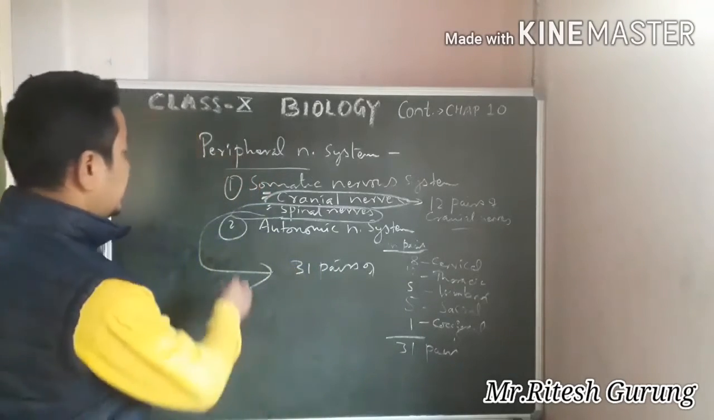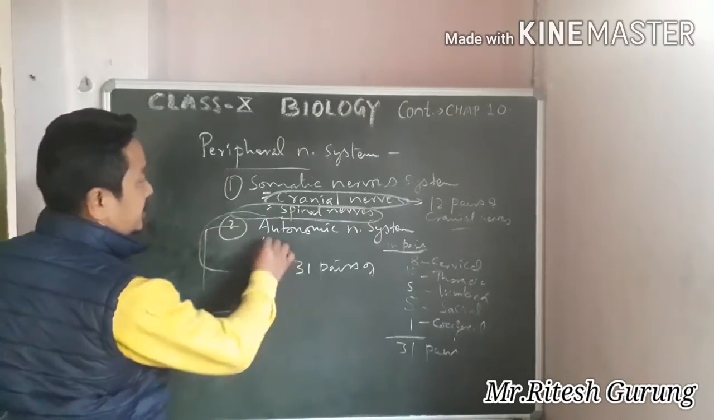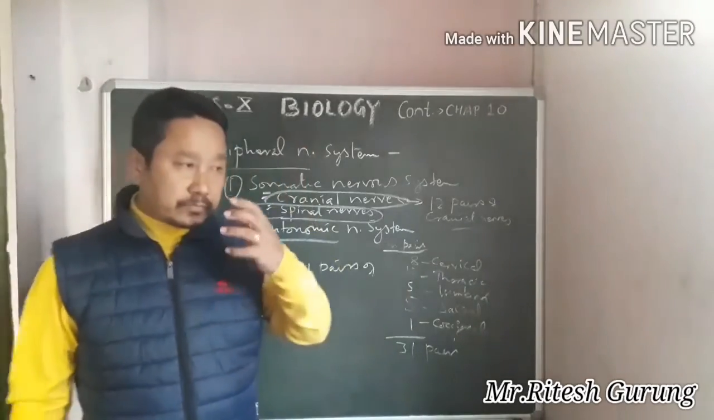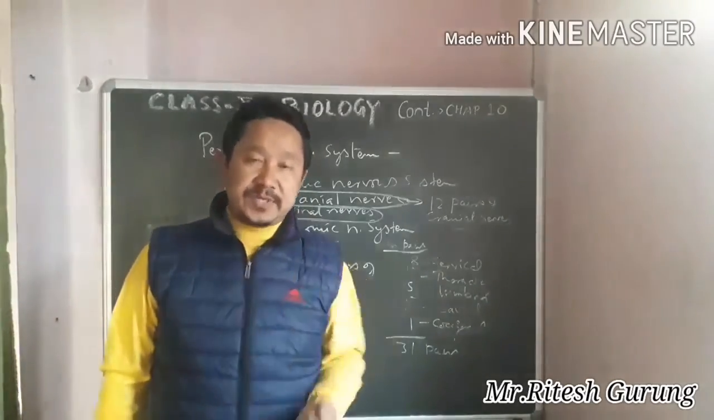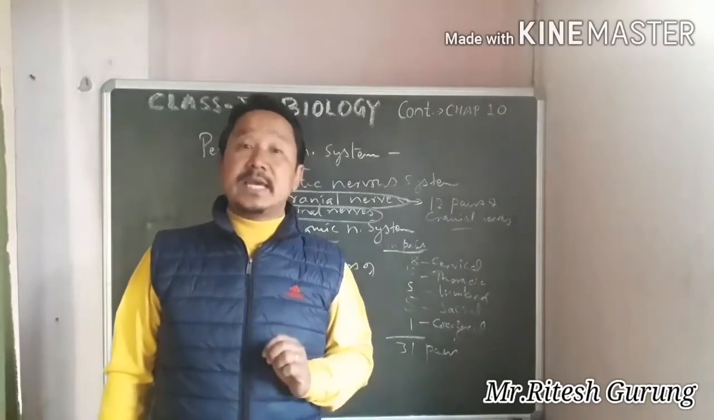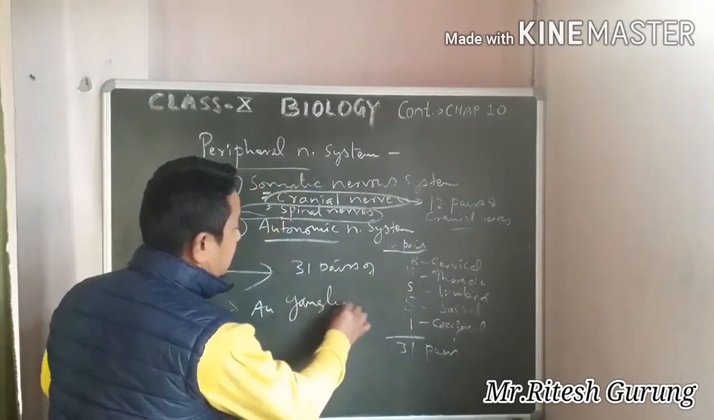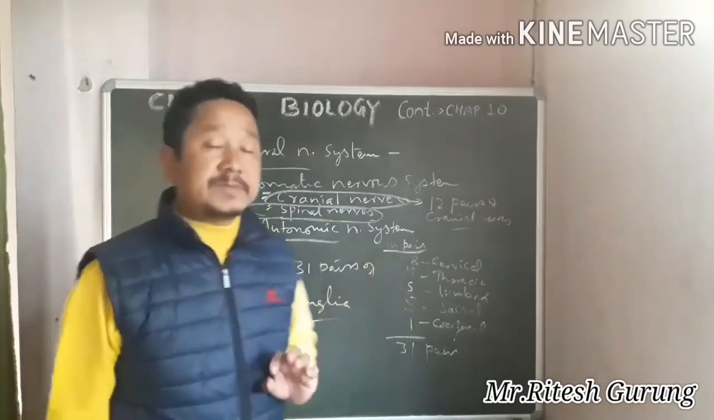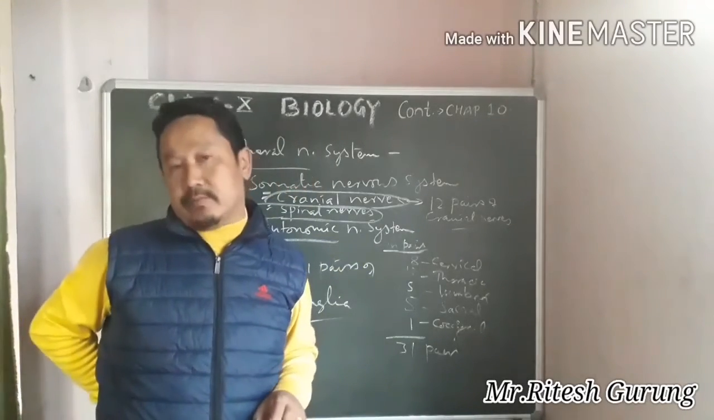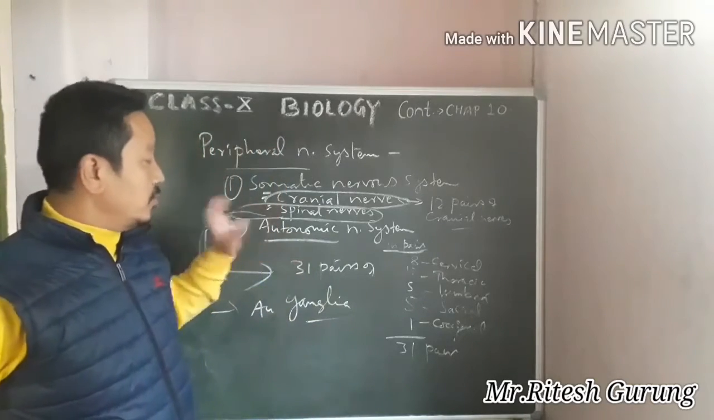Then we see the other type of nervous system given here, called the autonomic nervous system. The autonomic nervous system is the nervous system consisting of a pair of chains of ganglia and the nerves on either side of your backbone.